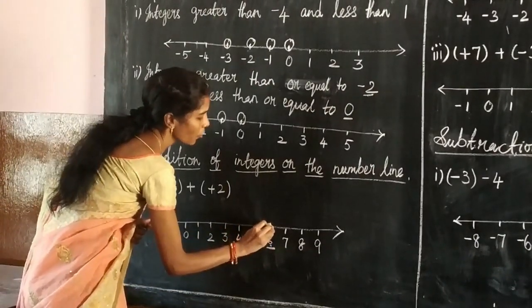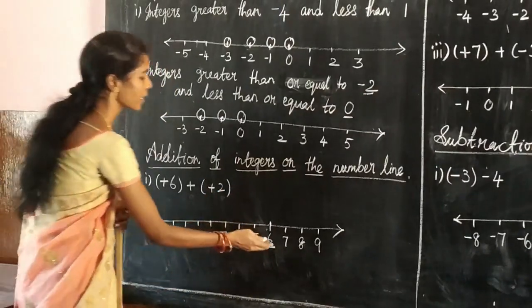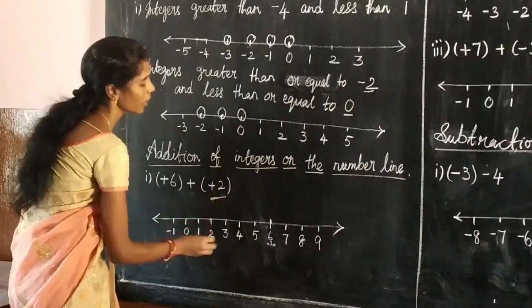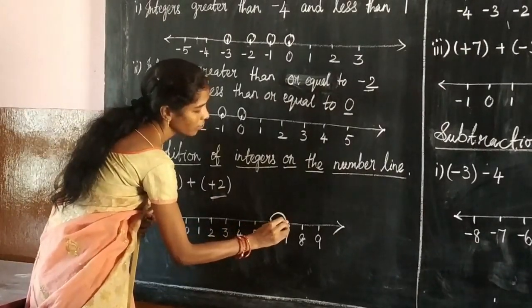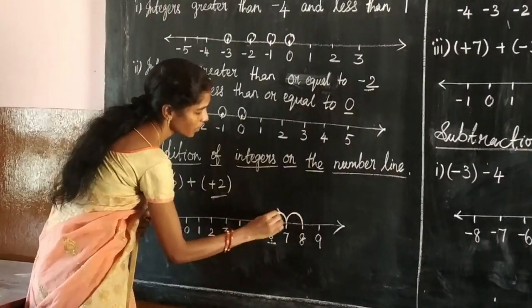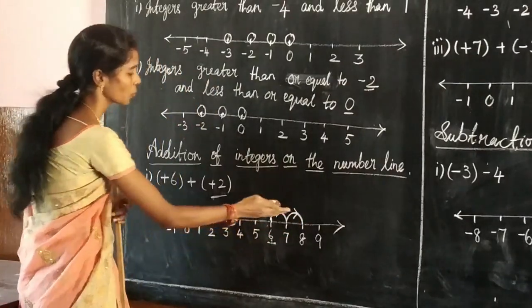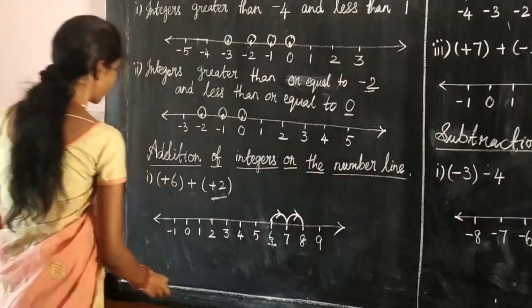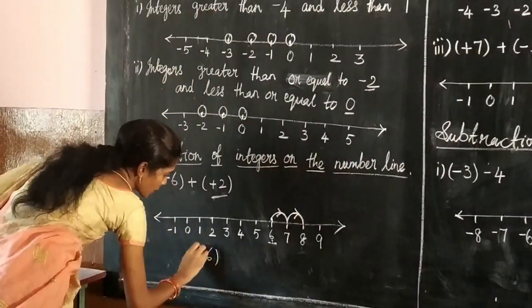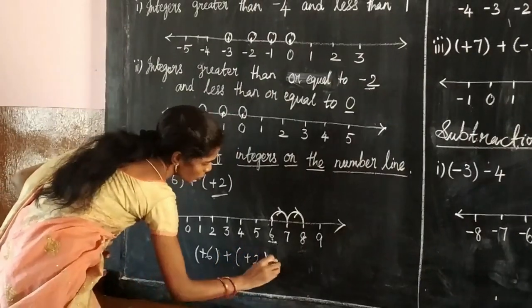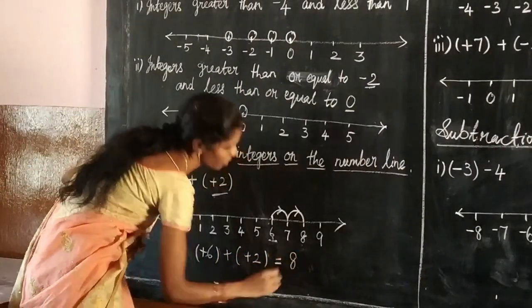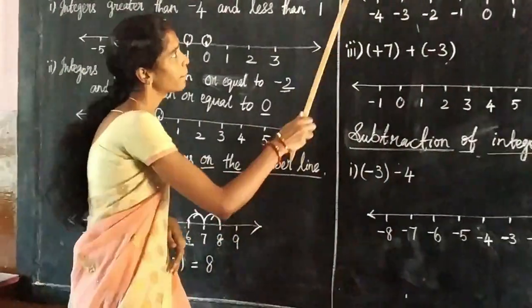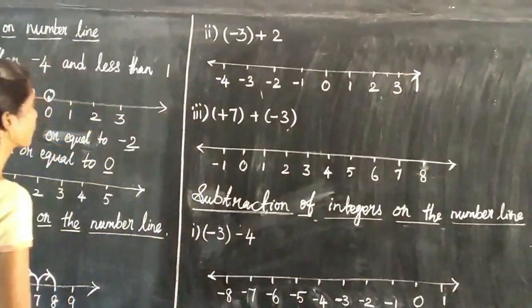Then we have to move to the right side of 6. How many units do we have to move? 2 units. Okay. So, 1, 2. So, we can stop. We moved to the right side, with a right-side arrow. Then the number we are getting is 8. So, +6 plus 2 equals 8. You can write +8 or 8. Next one, -3 plus 2. Okay.